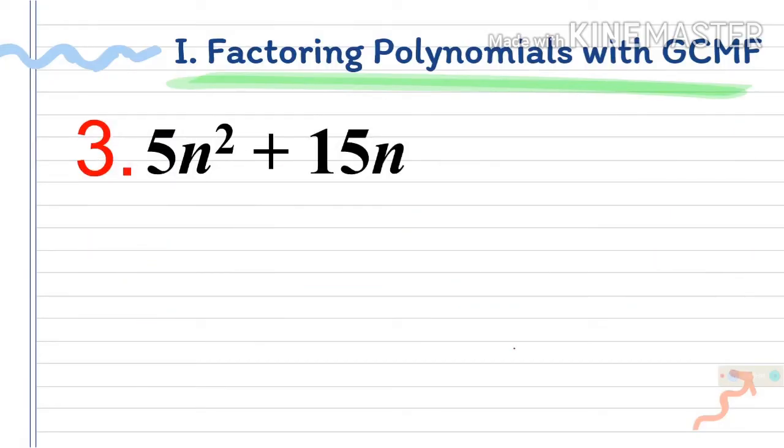So let us now have the third example. 5n squared plus 15n. What kind of polynomial is it? Correct. It is an example of a binomial. And for you to factor this out, again, you have to take note of the numerical coefficients 5 and 15 so that you can find the greatest common factor. What is the greatest common factor of 5 and 15? Correct. The greatest common factor of 5 and 15 is 5.